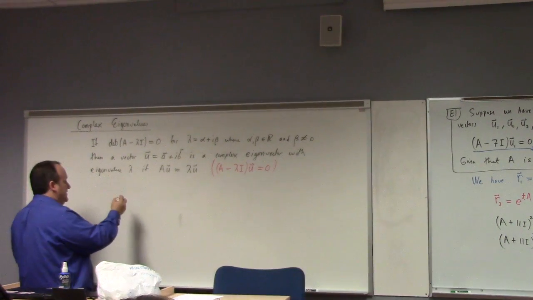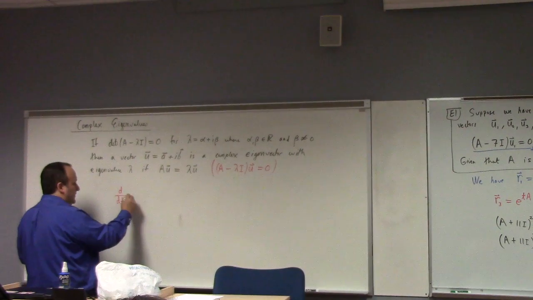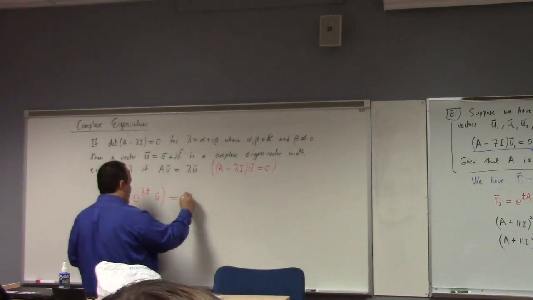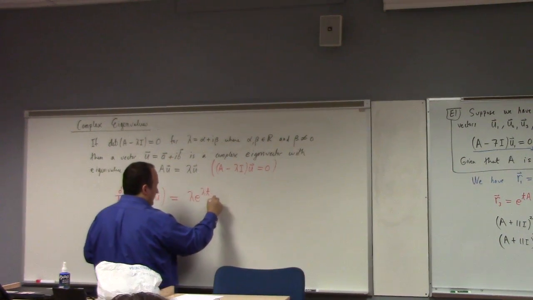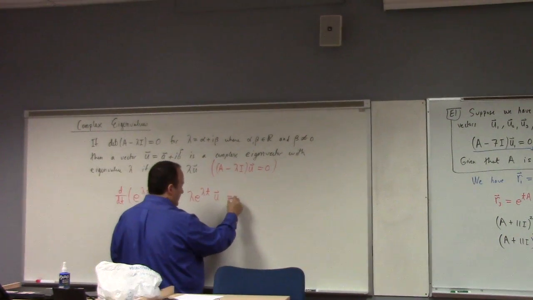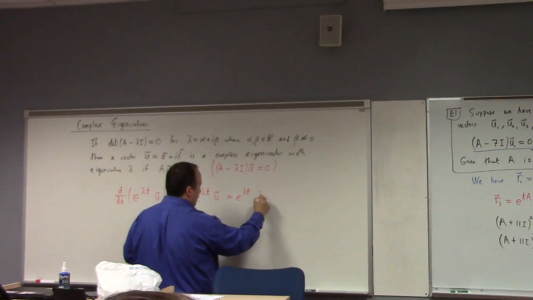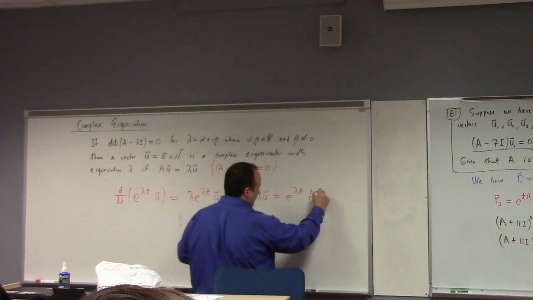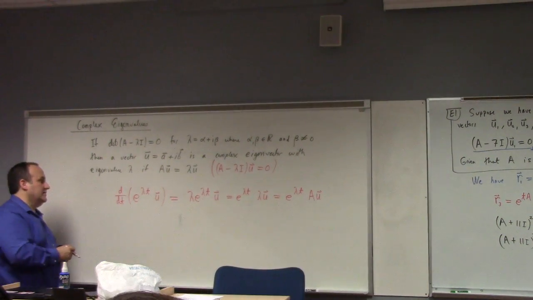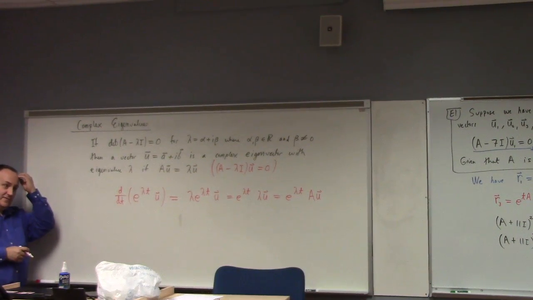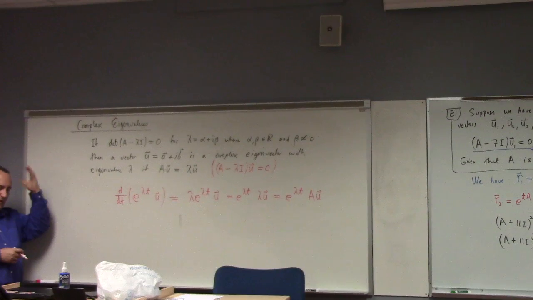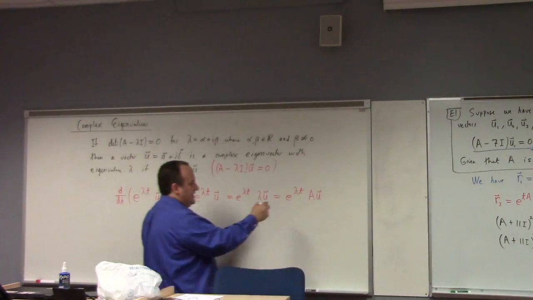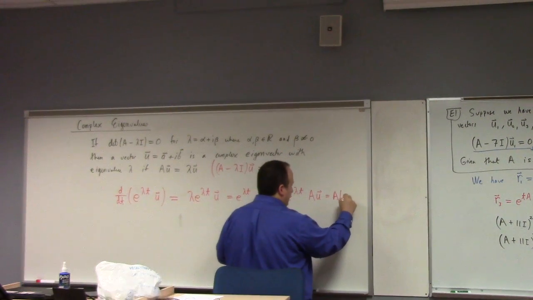The cool thing about this, guys, is if I calculate d dt of e to the lambda t times u, it is still true that that is lambda e to the lambda t times u, which is equal to e to the lambda t times lambda u, which is equal to e to the lambda t times Au. If this is a complex eigenvector with eigenvalue lambda for the matrix A, then of course you can bring the e to the lambda t back inside. This is A e to the lambda t u.